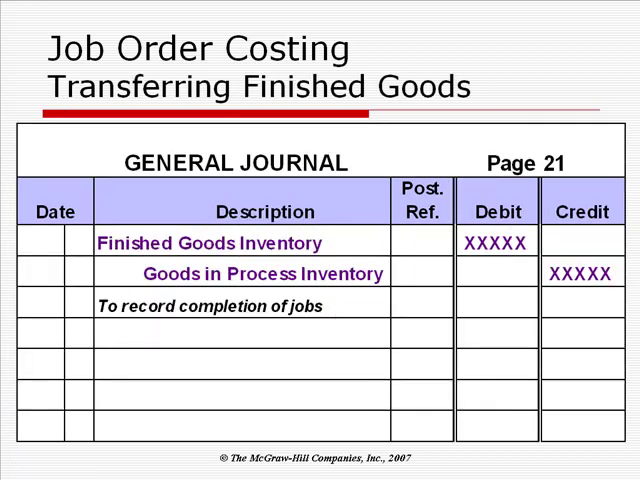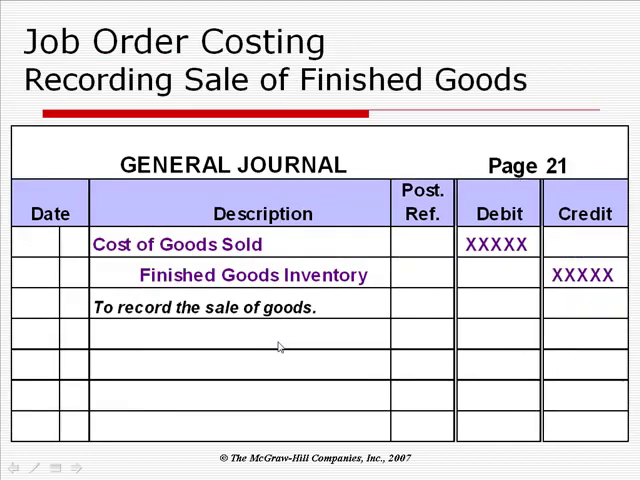When we complete jobs, we will debit finished goods inventory and credit goods in process inventory to move those completed jobs from the goods in process inventory to the finished goods inventory. And then as we sell the products, we will debit cost of goods sold and credit finished goods inventory for the goods that we actually sell or the jobs that we have sold.